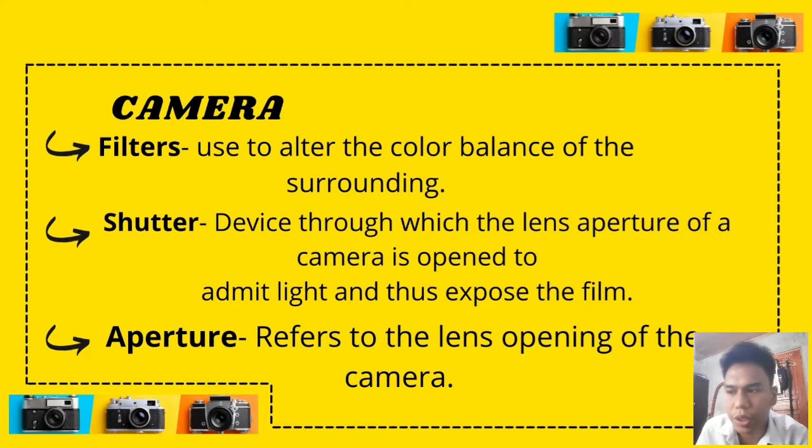Next one is shutter, the device through which the lens aperture of a camera is opened to admit light and thus expose the film. Here, this controls the exposure time, or the length of time that the light is admitted. Next one is aperture, which refers to the lens opening of the camera. The most important role of aperture is that it adjusts the brightness of the image. Okay, it adjusts the brightness.